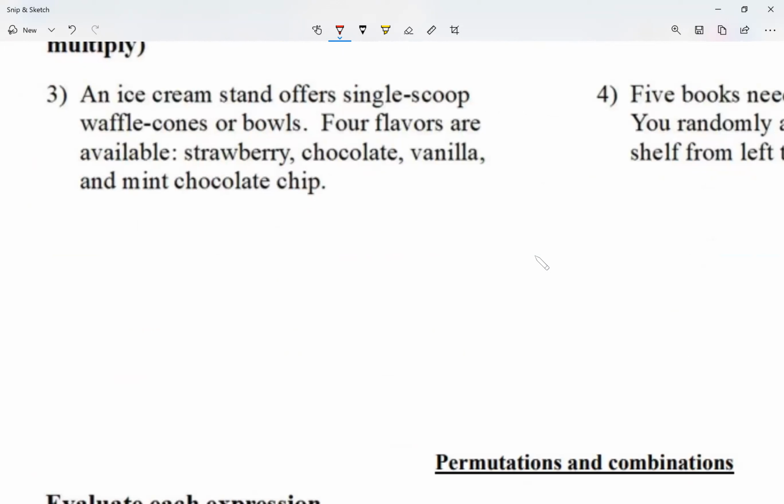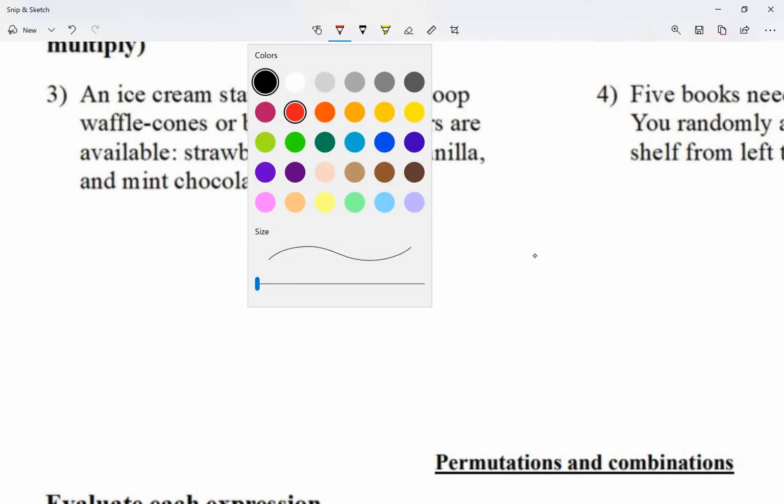An ice cream stand offers single scoop waffle cones or bowls. And then I have four flavors available, which is strawberry, chocolate, vanilla, and mint chocolate. I could choose a tree diagram. Okay, how does the tree diagram work?